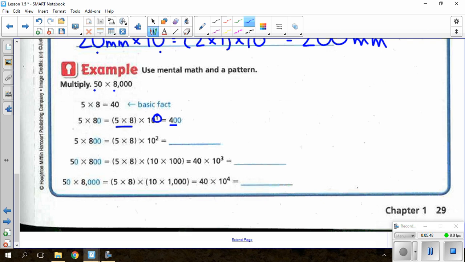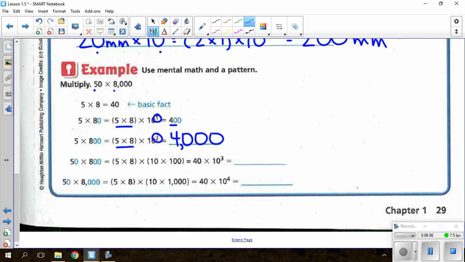If I would take 5 times 800, my 5 times 8 gives me 40. And then after that 40, I need to have 2 additional zeros because I have times 10 to the second power. So 5 times 800 equals 4,000.